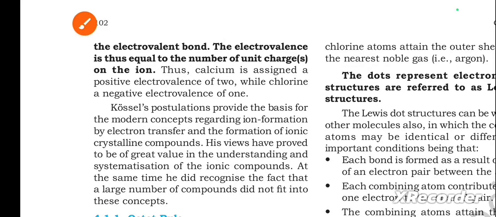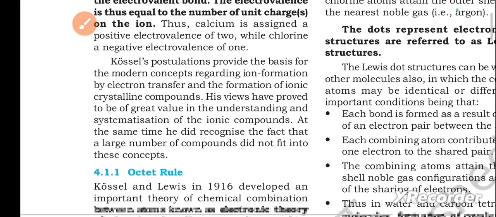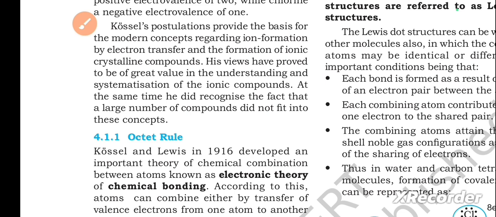Kossel's postulations provide the basis for the modern concepts regarding ionic formation by electron transfer and the formation of ionic crystalline compounds. His views have proved to be of great value in understanding and systemization of the ionic compounds. At the same time, he did recognize the fact that a large number of compounds did not fit into these concepts.